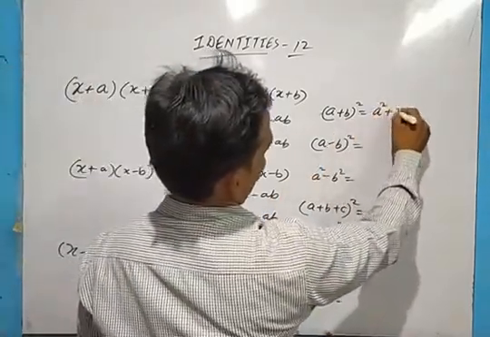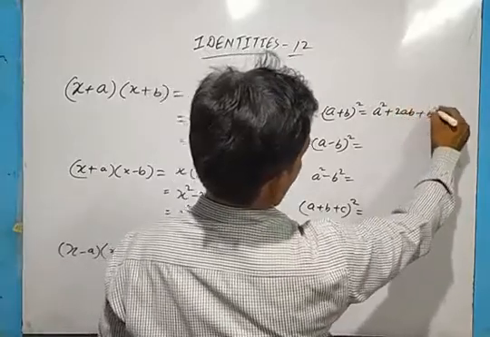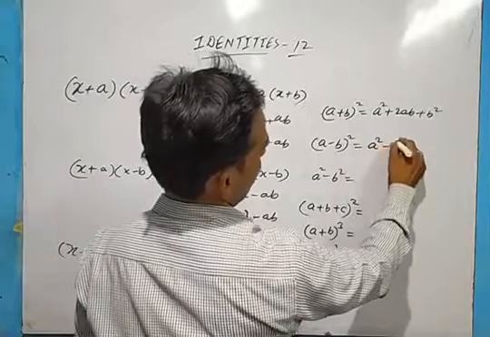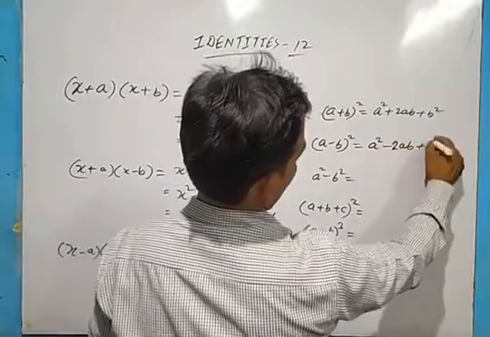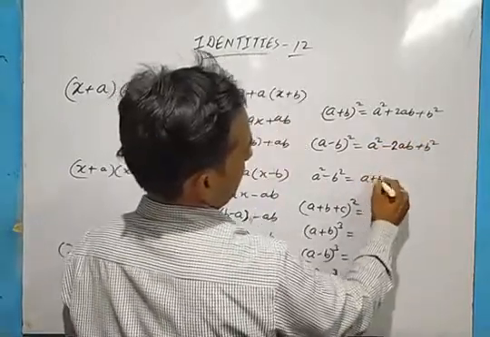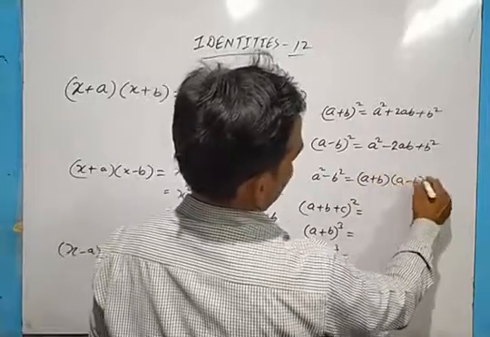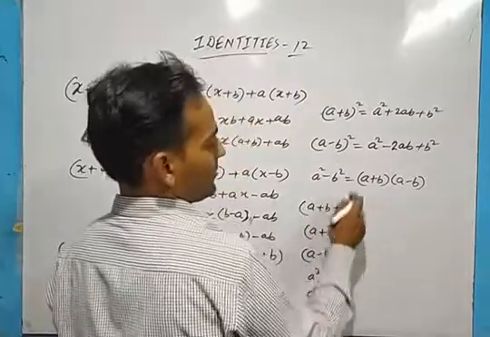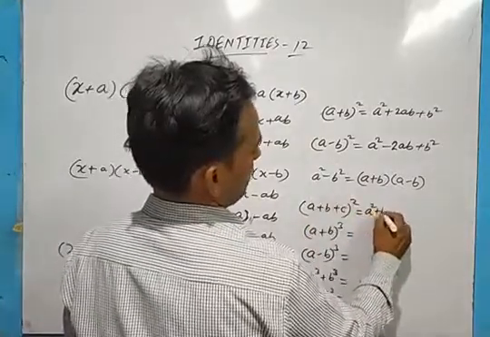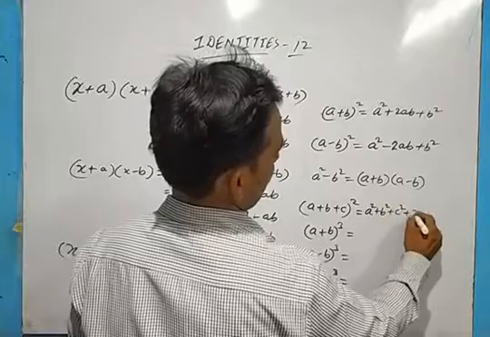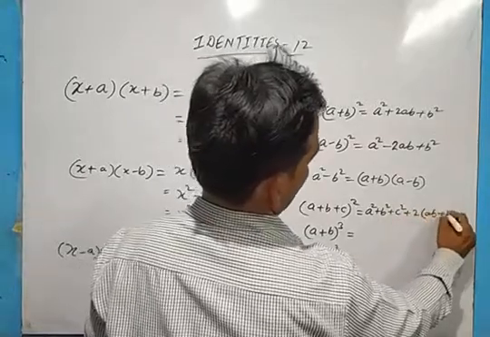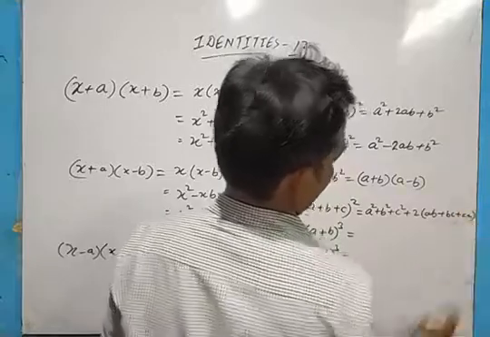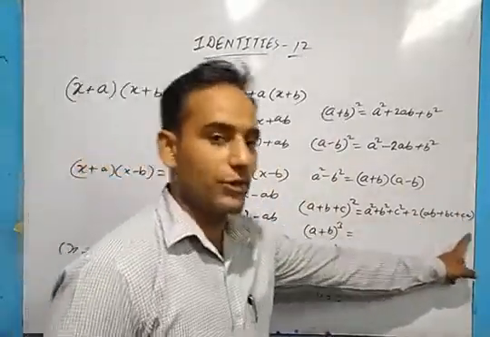We can write a squared plus 2ab plus b squared is the formula for (a + b) whole squared. (a - b) squared means a squared minus 2ab plus b squared. Now (a + b)(a - b) is the formula for a squared minus b squared. Now (a + b + c) whole squared is a squared plus b squared plus c squared plus 2ab plus 2bc plus 2ca. This 2 can be multiplied inside also.